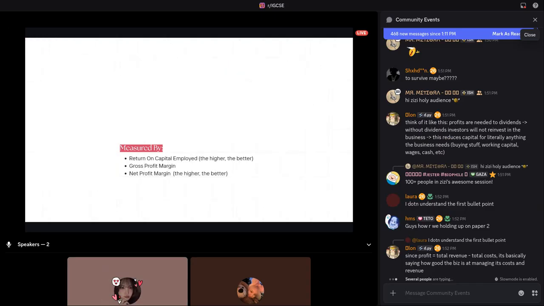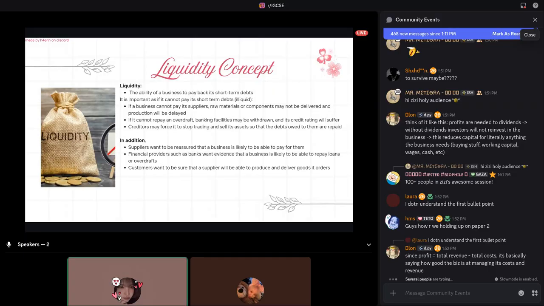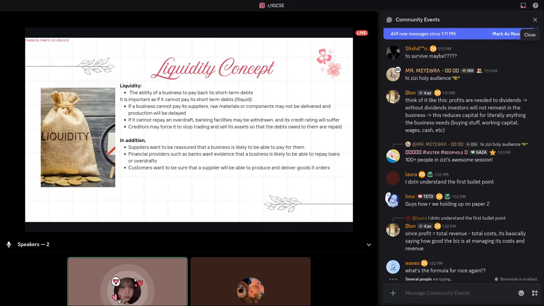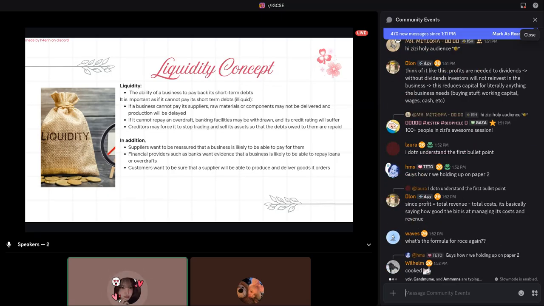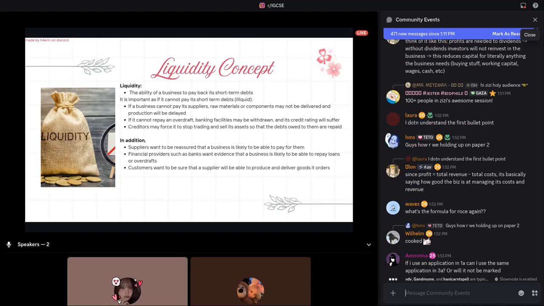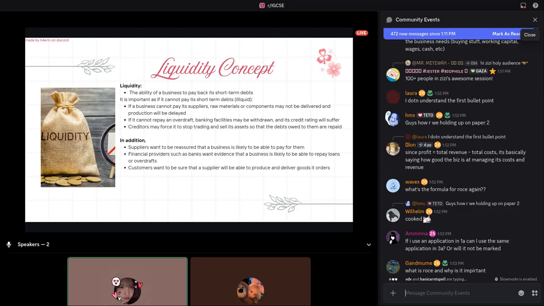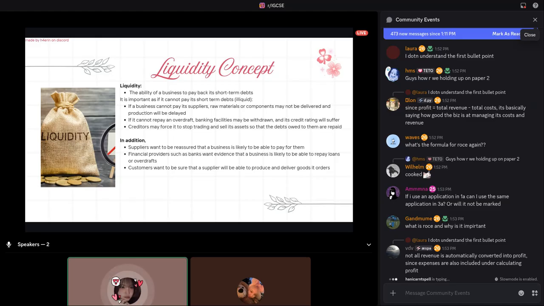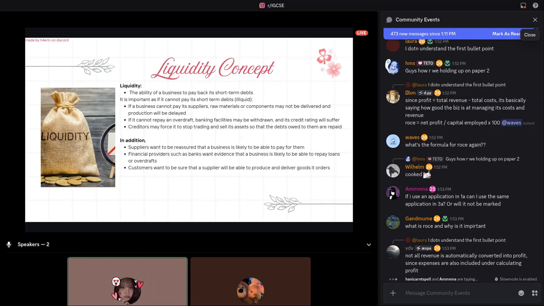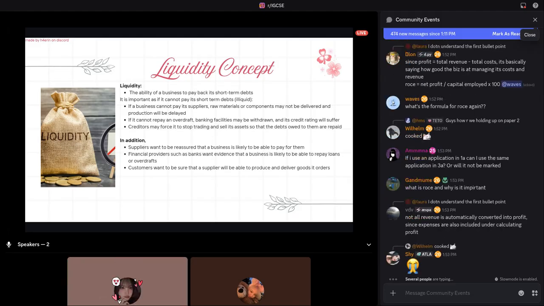Furthermore, moving on to liquidity. Liquidity is the ability of a business to pay back its short-term debts. It is important because if it cannot pay its short-term debts, when it's illiquid, and it cannot pay its suppliers, raw materials or components may not be delivered and production will be delayed. If it cannot repay an overdraft, banking facilities may be withdrawn and its credit rating will suffer. Lastly, creditors may force it to stop trading and sell its assets so that the debts owed to them are repaid.